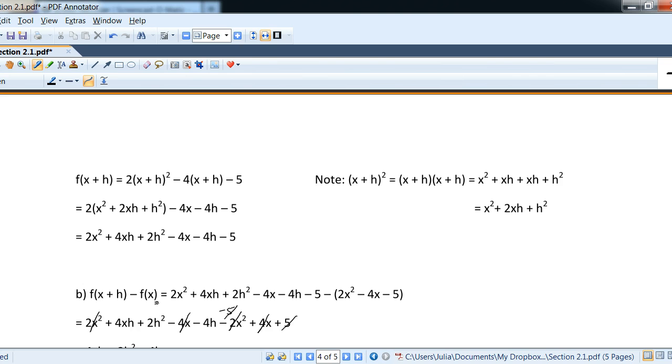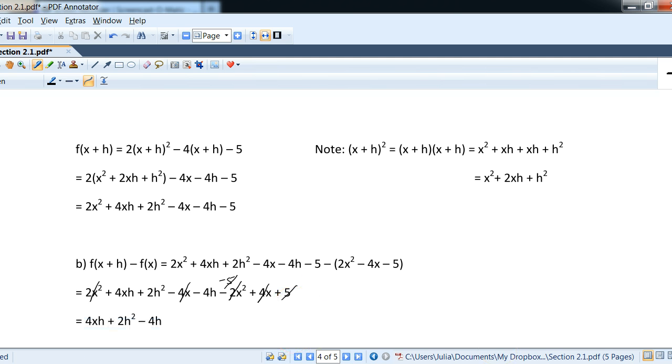In fact, everything that doesn't have an h in it will cancel if we're doing this right. So notice how I rewrite the original part and then I subtract the function, which you can distribute the negative sign. That's how come the 2x squared will cancel, and also negative 4x, and also the negative 5, which I added right here. So we're going to end up with 3 terms now: 4xh plus 2h squared minus 4h.